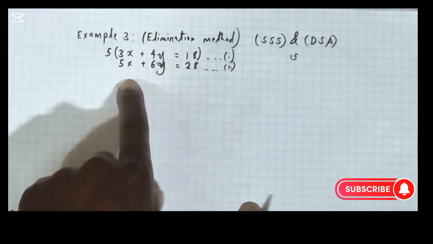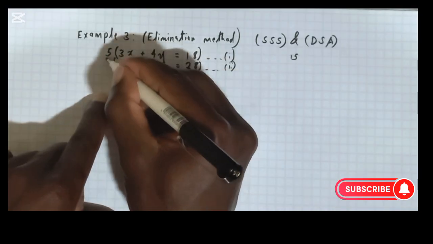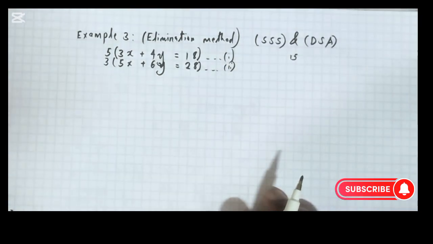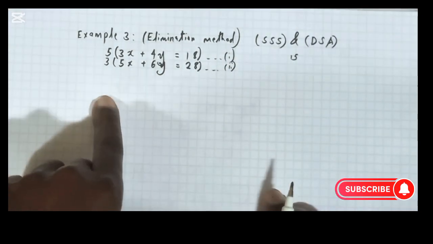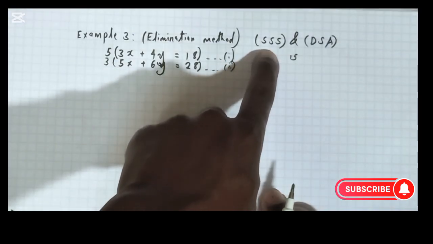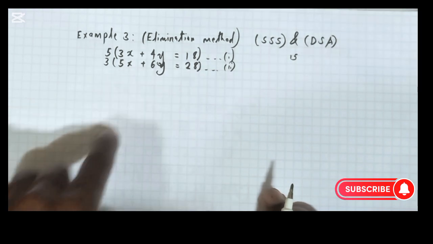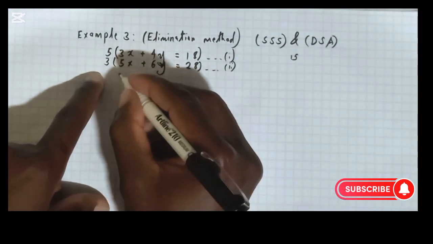So 15 divided by 5 is going to be 3. And so we're going to multiply every term in the second equation by 3. Remember, our goal is to have the coefficients of x such that when we subtract them, we eliminate the variable x.